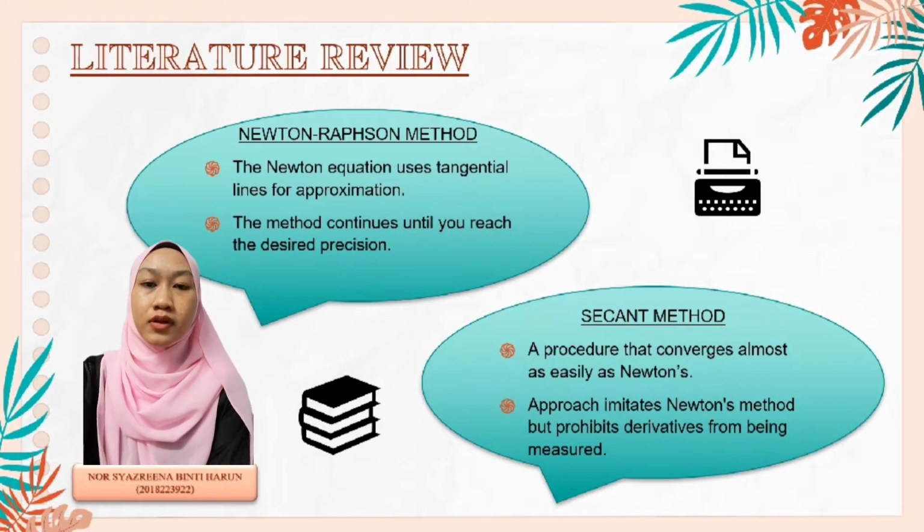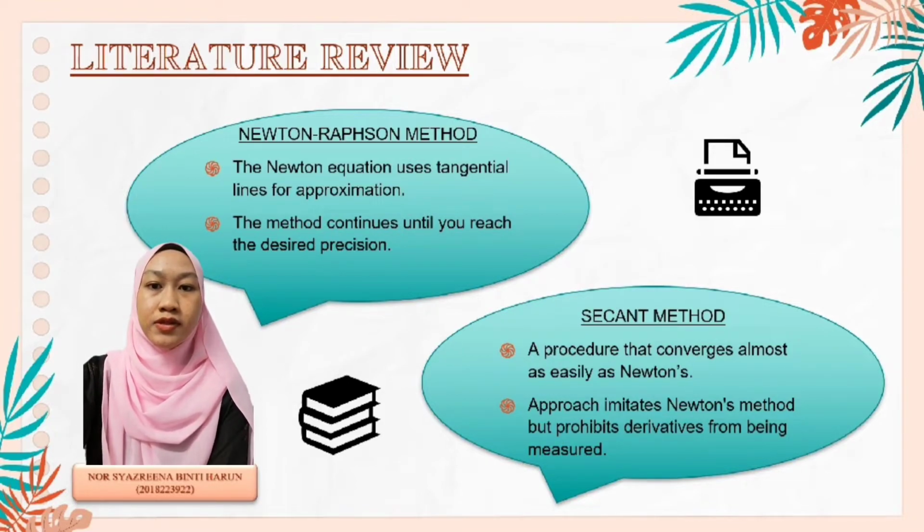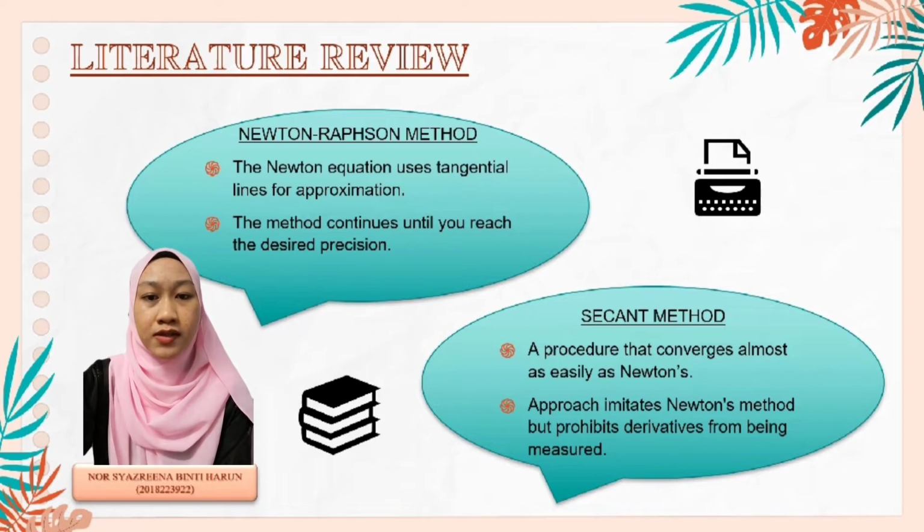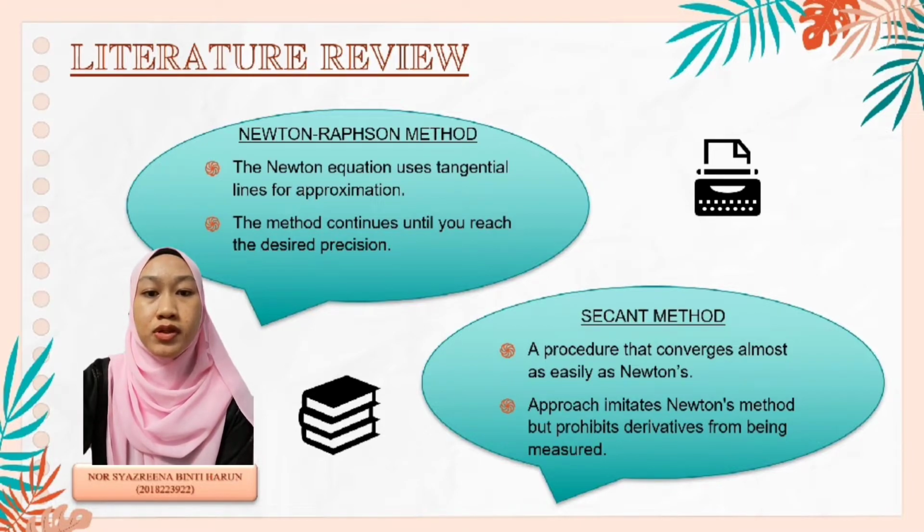The literature review on the secant method: the measurement of derivative is a possible issue when applying the Newton process, although the evaluation of derivative of polynomials may not be a problem. Some functions may be extremely difficult or repetitive to determine in derivative. We consider next a procedure that converges almost as easily as Newton's. This approach imitates Newton's method but prohibits derivative from being measured.